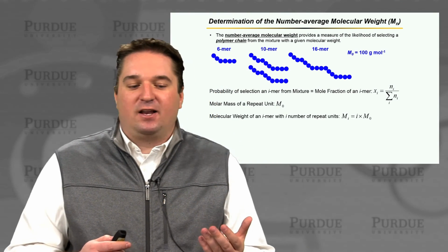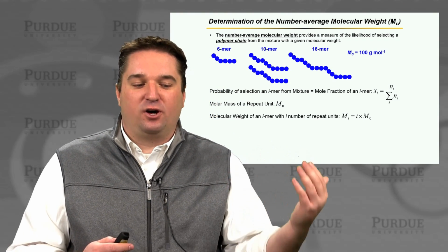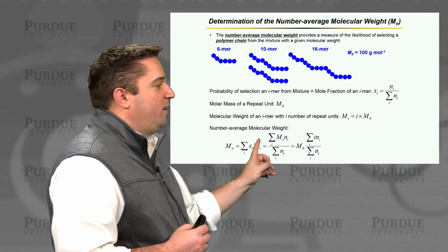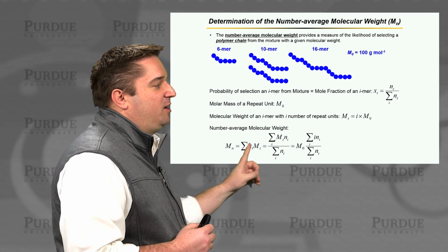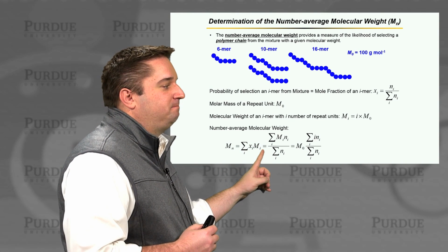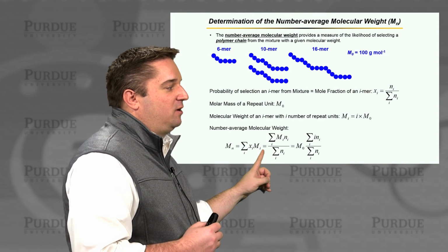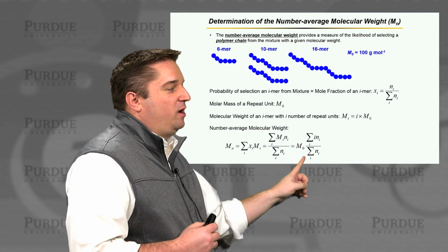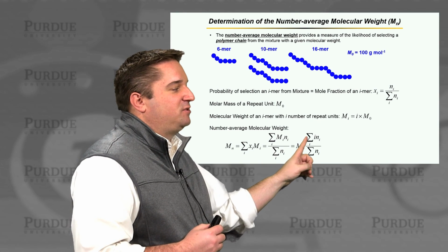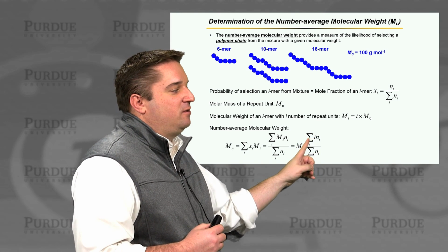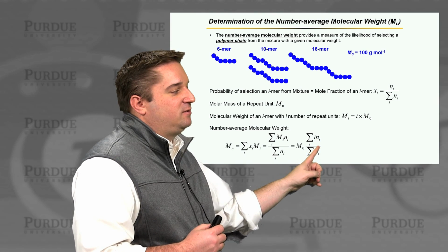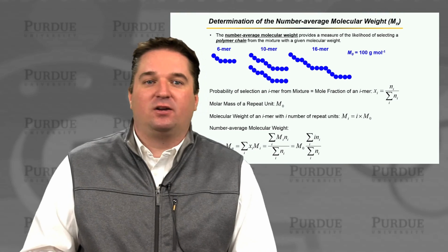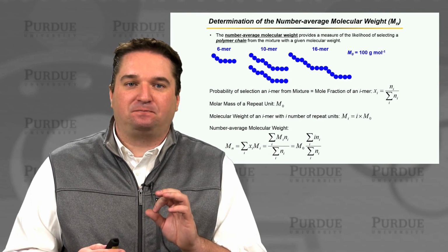So now we can calculate mi. We know what a 6-mer is, we know what a 10-mer is, we know what a 16-mer is. We can calculate the number average molecular weight just by summing up xi times mi. And you can rewrite this and do a few mathematical manipulations, but this is just the molecular weight of a repeat unit times the summation of the number of repeat units in the material times the number of polymer chains divided by the summation of all the polymer chains. And that's the number average molecular weight, and we symbolize that by Mn.